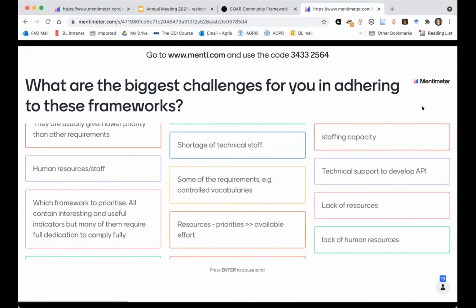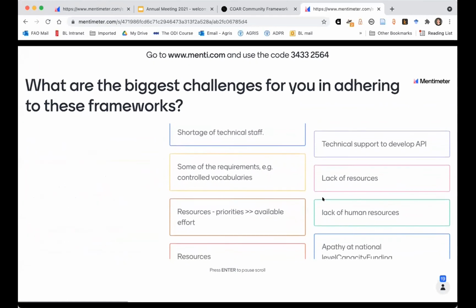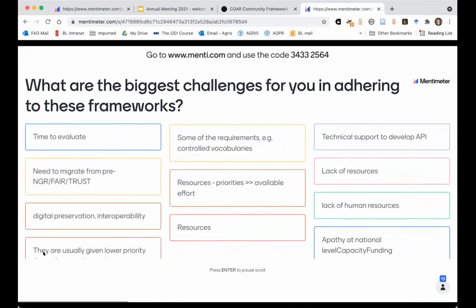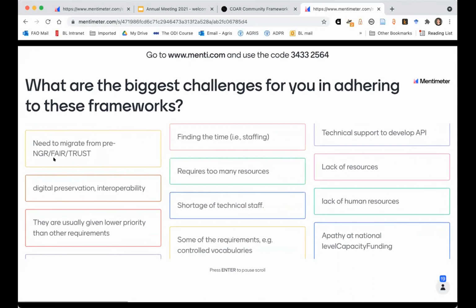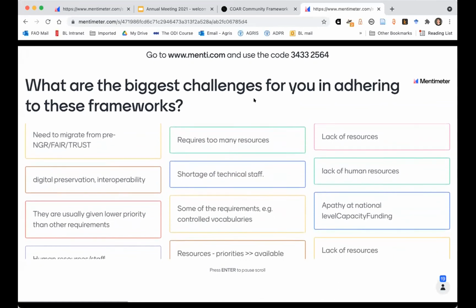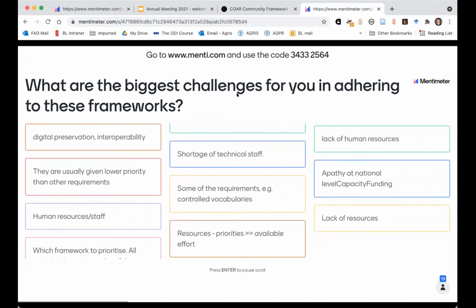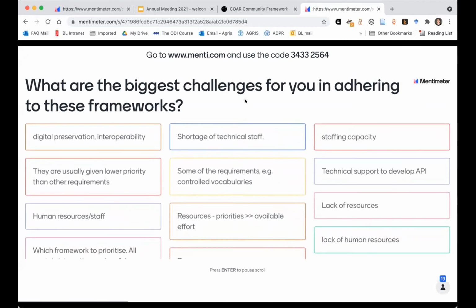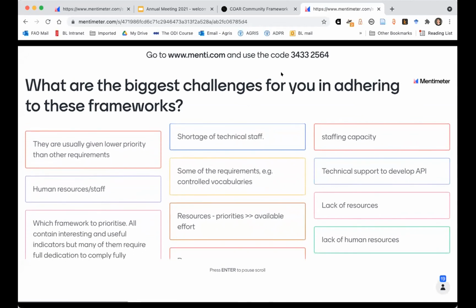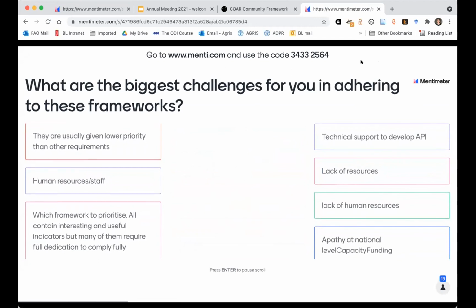Thanks very much for that. Policy and infrastructure, we have a new one. I think this is more or less what we have got. Definitely the repetition of human resources and lack of other resources. Let me just move to the third one.